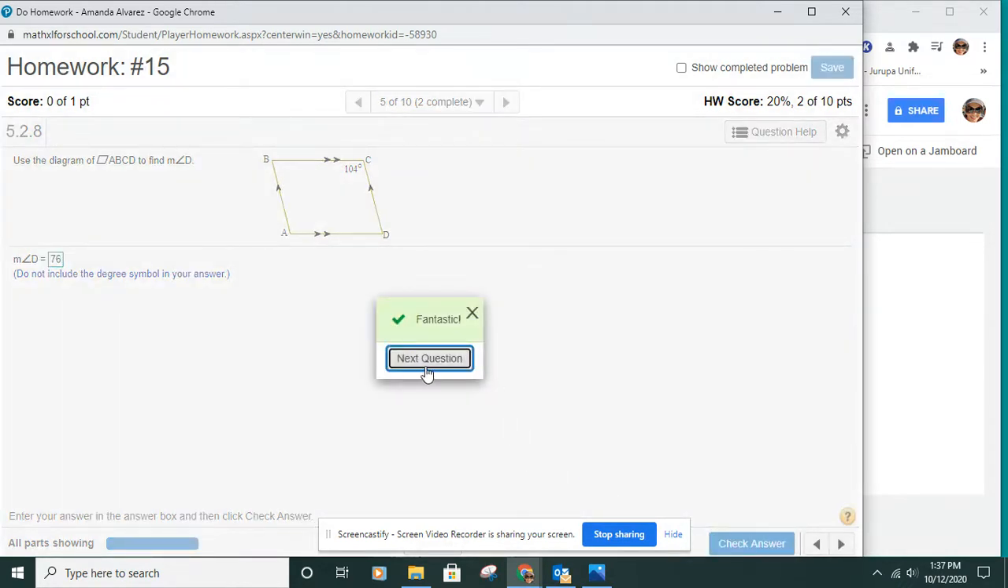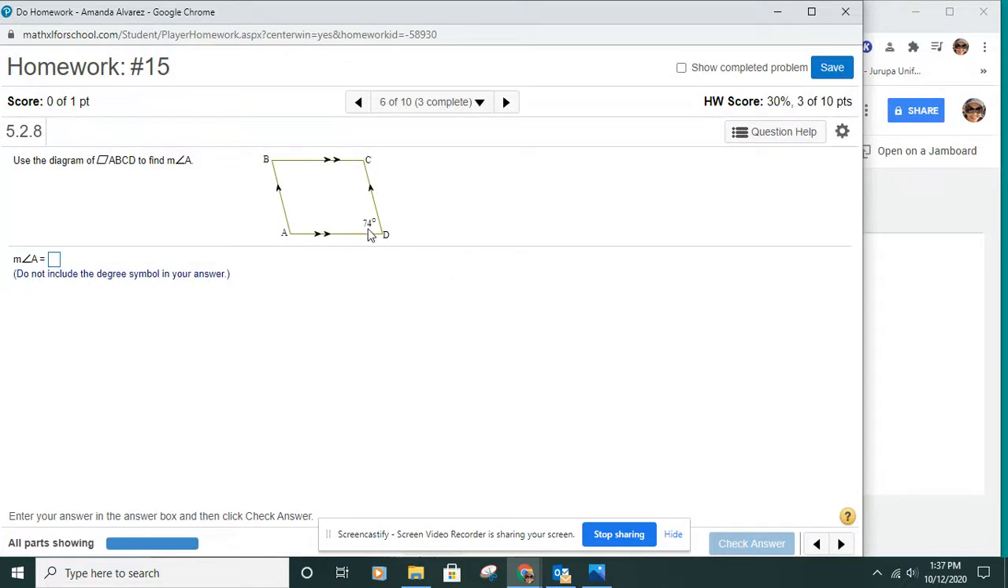And it's correct. But I just want to point out to you guys again that the measure of angle D is the same as the opposite angle. So if it asked for B as well, it would also be 76. And the measures of angles C and A are also the same. Opposite angles are congruent. So 104 at A and 104 at C.